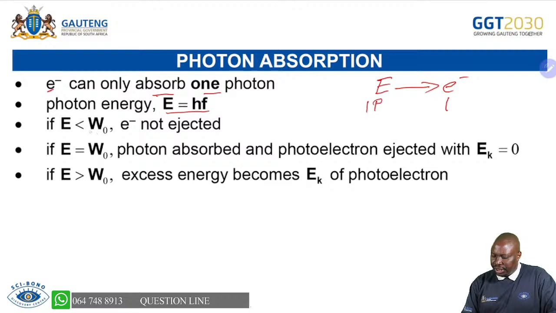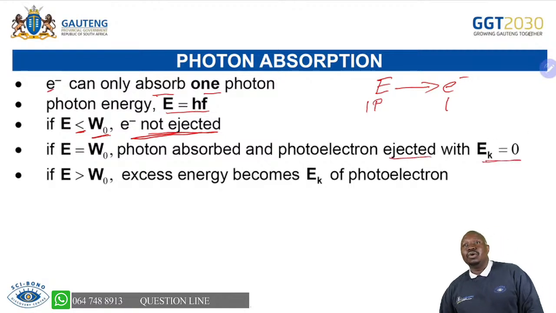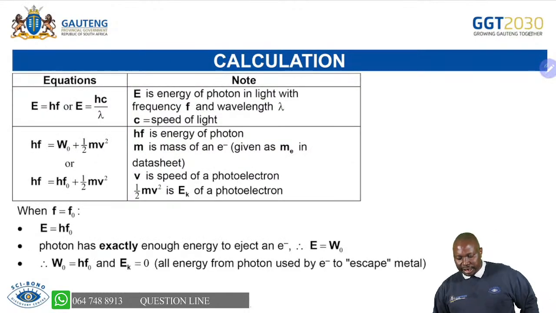If the energy of a photon is less than the work function, there will be no photoelectric effect, so no electron will be ejected. I've explained that in many ways. When the energy of a photon is equal to the work function, the photon will be absorbed and the electron will be ejected, but there will be no kinetic energy. But when it's greater, the excess energy will be converted to kinetic energy. Then the electrons will move using that kinetic energy.